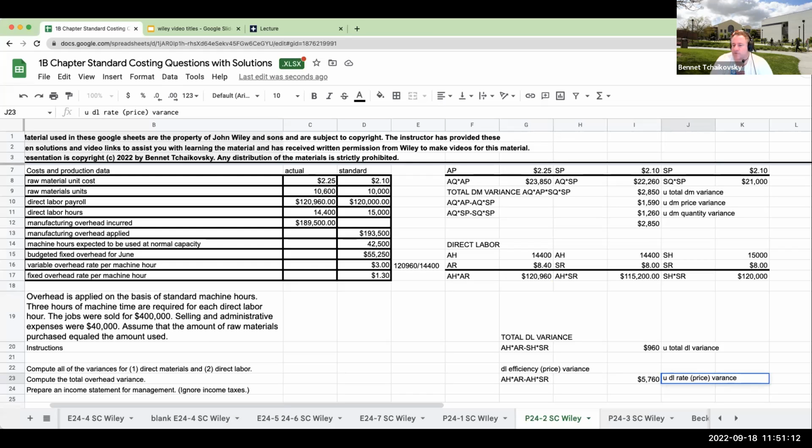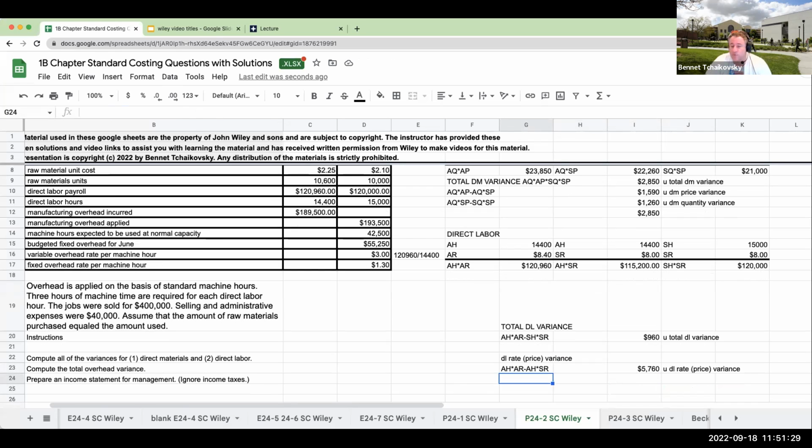variance. God, Bennett, you're losing it. Okay, I guess I can run for president now. So here we go. Rate price variance. Okay, so right over here, rate price variance. Okay, so by the way, being president, that's not a job that I think any of us ever want.